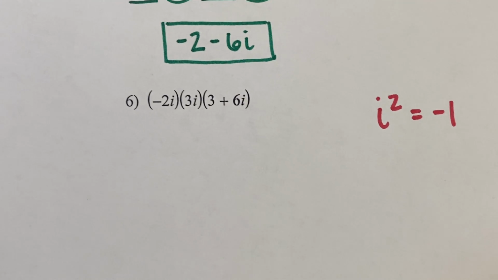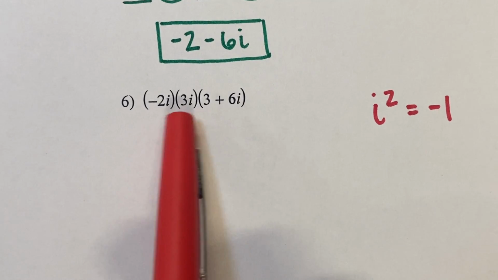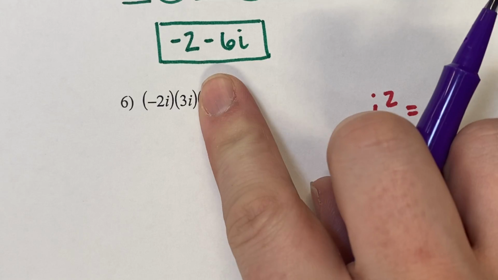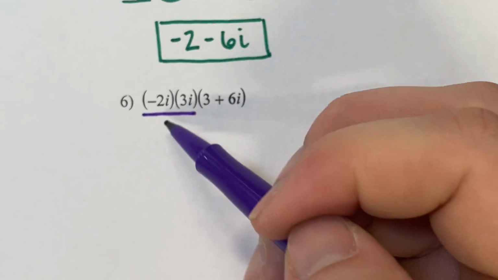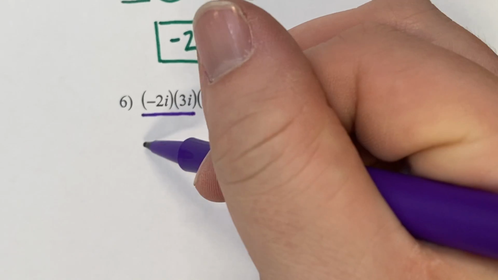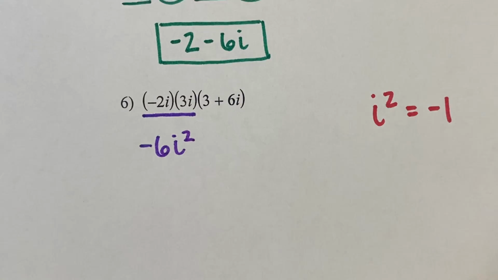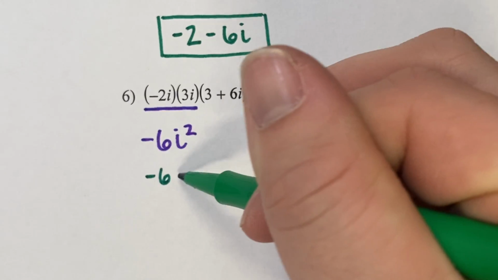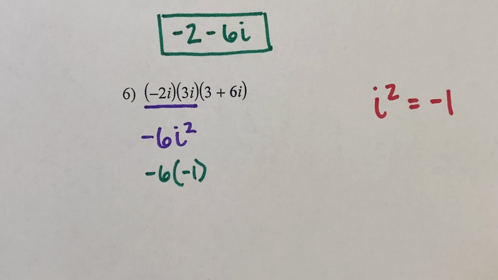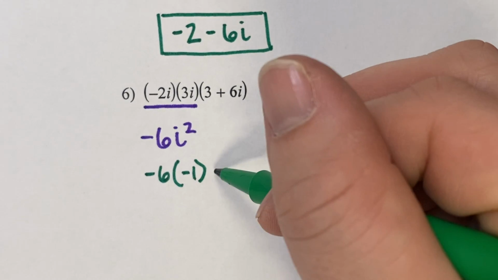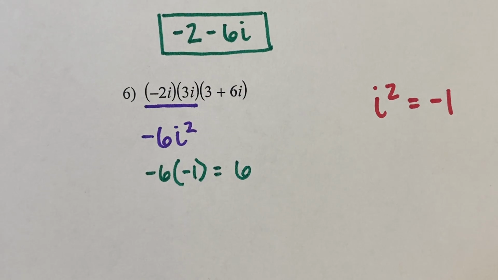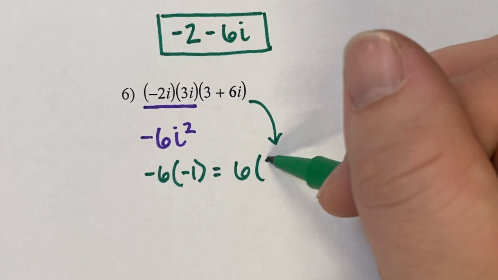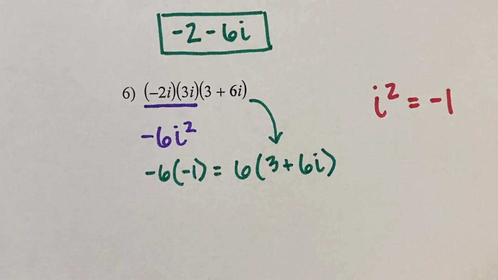Okay, number 6. This guy looks a little weird because we have these two, just like negative 2i times 3i. I'm actually going to multiply them first. Okay, I'm going to ignore this last guy for now. So negative 2i times 3i turns into negative 6i squared. What does i squared always turn into? So this turns into negative 6 times negative 1. Okay, well, negative 6 times negative 1 is positive 6. Now I'm just going to bring down the other one I haven't used yet. So 6 times 3 plus 6i.